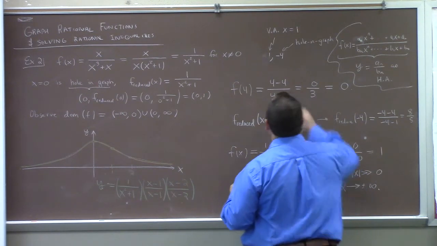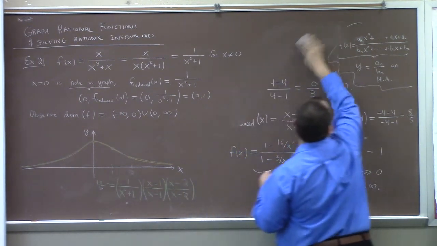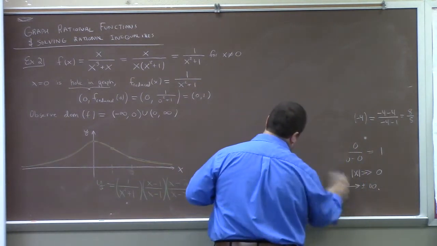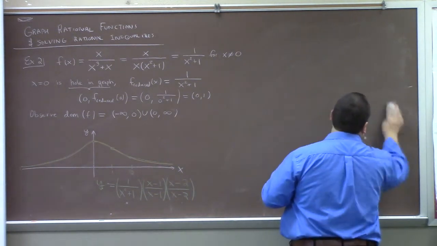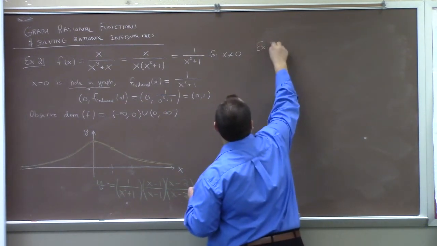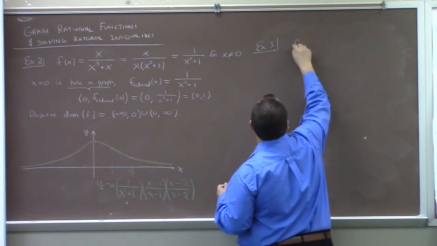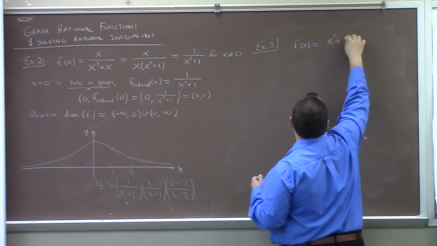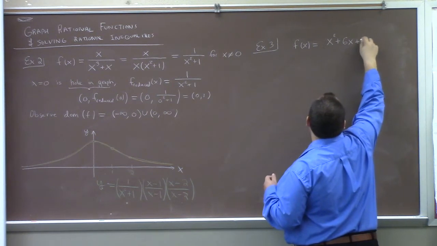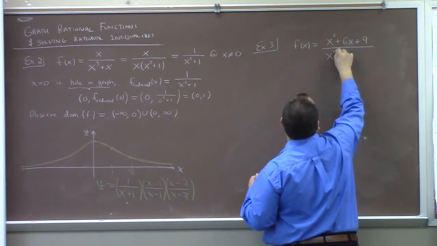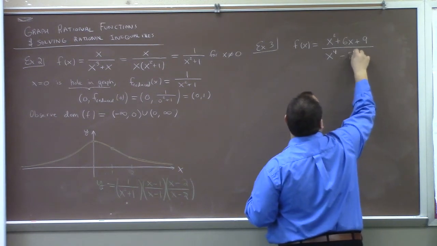Great. So let me do example 3. Suppose I had f of x equal to x squared plus 6x plus 9 over x to the 4th minus 81.